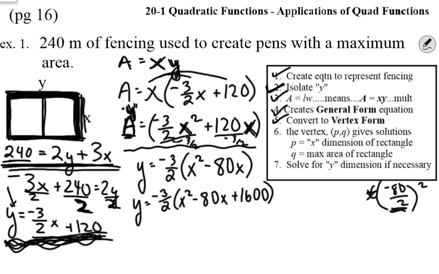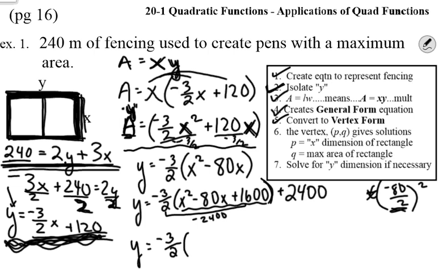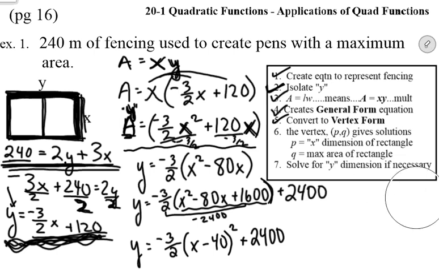But remember, we've added that 1,600, but because it's in the brackets, we multiply by what's out front. We've added a -2,400, so we add the 2,400 on to balance it out, and let's finish it off. -3/2 bracket, perfect square becomes x minus 40 squared plus 2,400. And that is our vertex form.